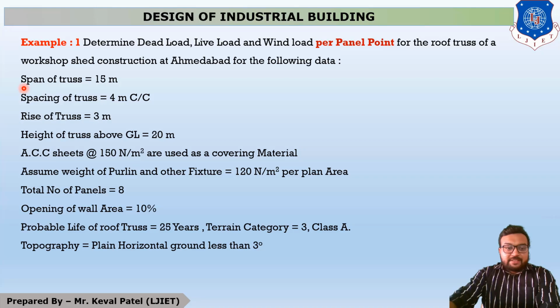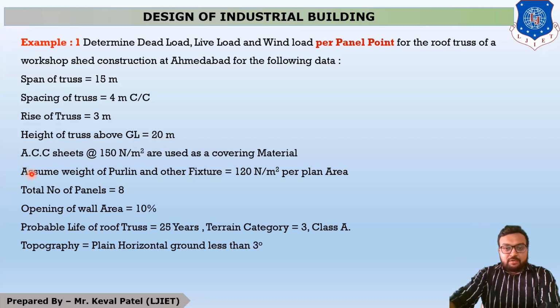So the data is: span of truss, which is the value of L, equal to 15 meter. Spacing of truss is 4 meter. It means in the horizontal direction the spacing between two columns is 4 meter. Next is rise of truss, 3 meter. It means the distance between the main tie and the ridge point is 3 meter. Height of truss above ground level, it means the height of column, is 20 meter.